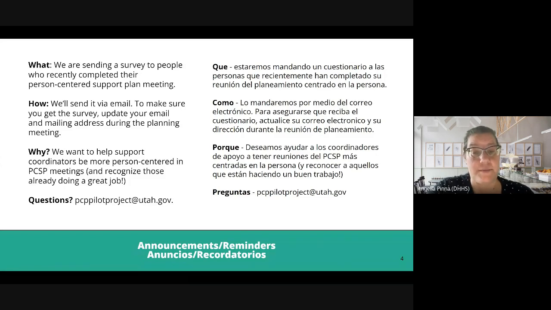If we have an email address for you, you'll receive the survey in the email. If not, it'll be mailed to you. And you can help this process by making sure that your email and your mailing address are up to date during the planning meeting. And if you have questions about the survey, please contact the person-centered planning team. We'll go ahead and put their email in the chat, so you have that.